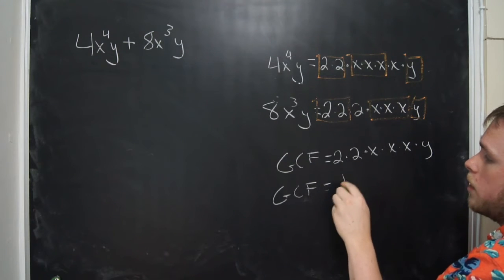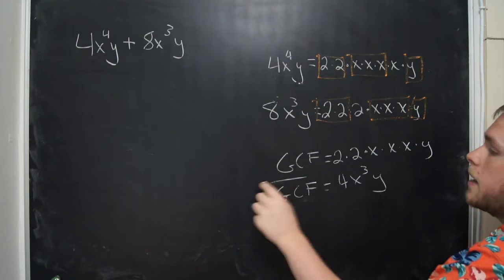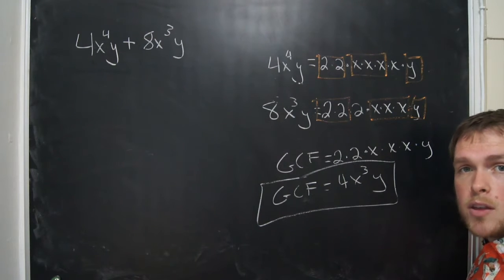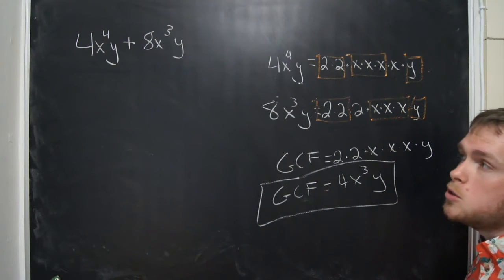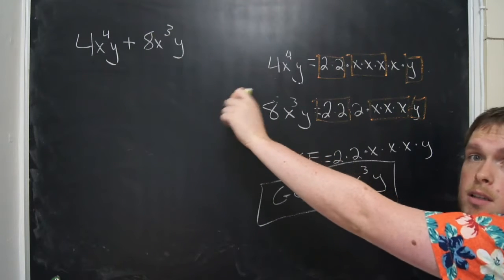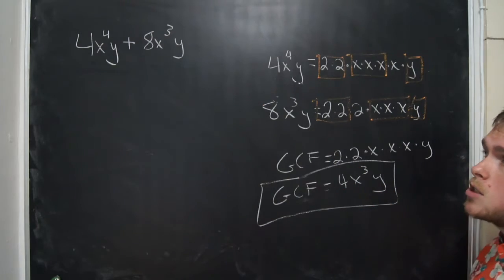2 times 2 is 4. X times x times x is x cubed. And I still have my y. So my GCF is 4x cubed y. You might think we're done, but not quite yet. Usually when you give your GCF, you want to write it with respect to where you started. So where we started with our 4x to the fourth y plus 8x cubed y.